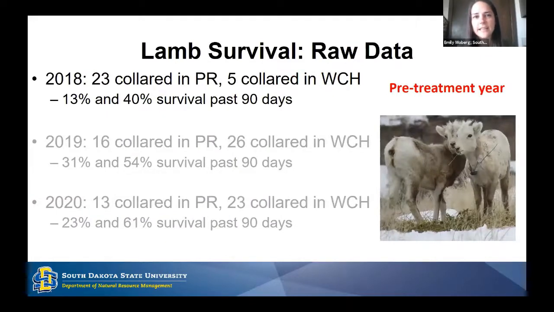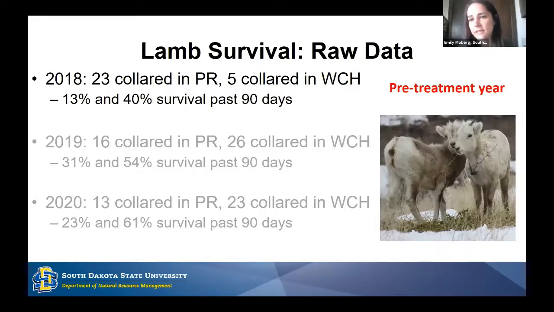And our lamb survival, I just kind of wanted to present just the raw data so that you guys could see what we were working with. In 2018, we collared 23 lambs in the Pine Ridge, and we only collared 5 in the Wildcat Hills. We didn't do any collaring that first year in the Wildcat Hills, and that was just kind of our pilot season to figure out how we were going to work in the Pine Ridge.